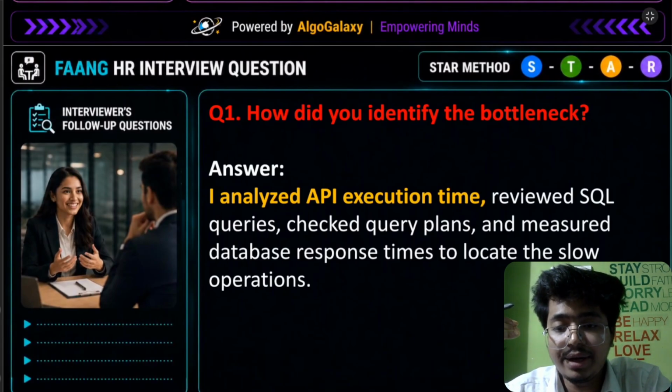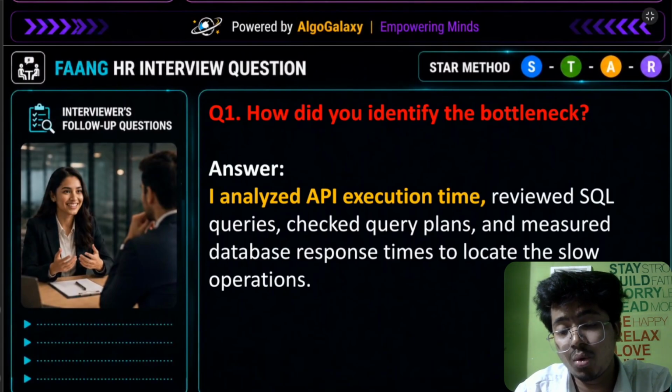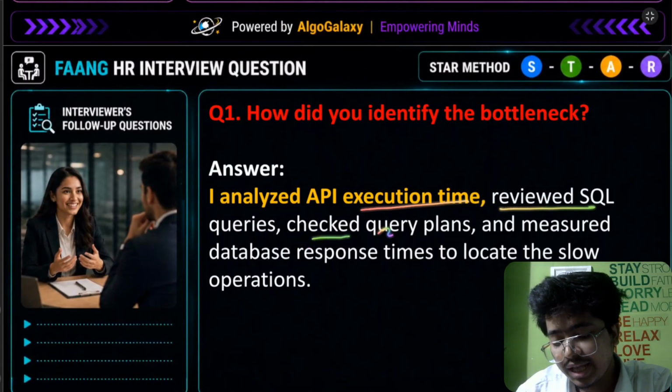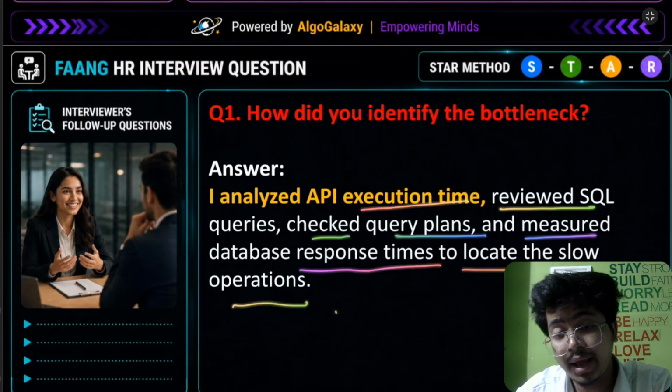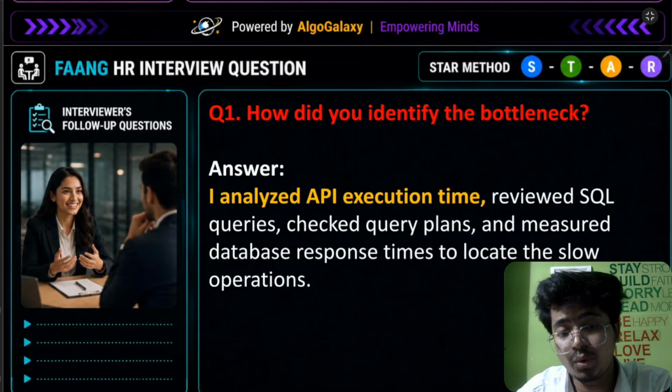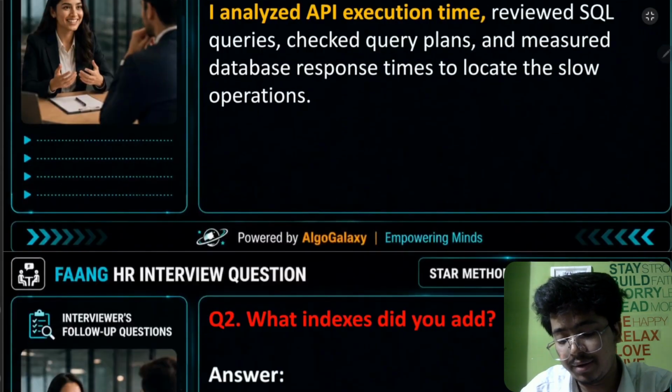After the context has been given, the interviewer can ask how did you identify the bottleneck? You can answer like this: I analyzed API execution time, reviewed SQL queries, checked query plans, and measured database response times to locate the slow operations. So this is all about analyzing API execution time, deep diving and debugging SQL queries, and checking query plans.